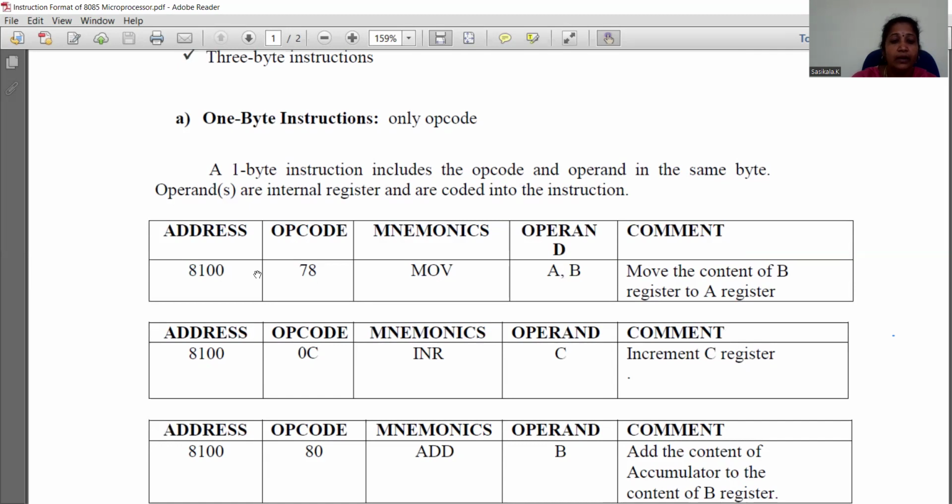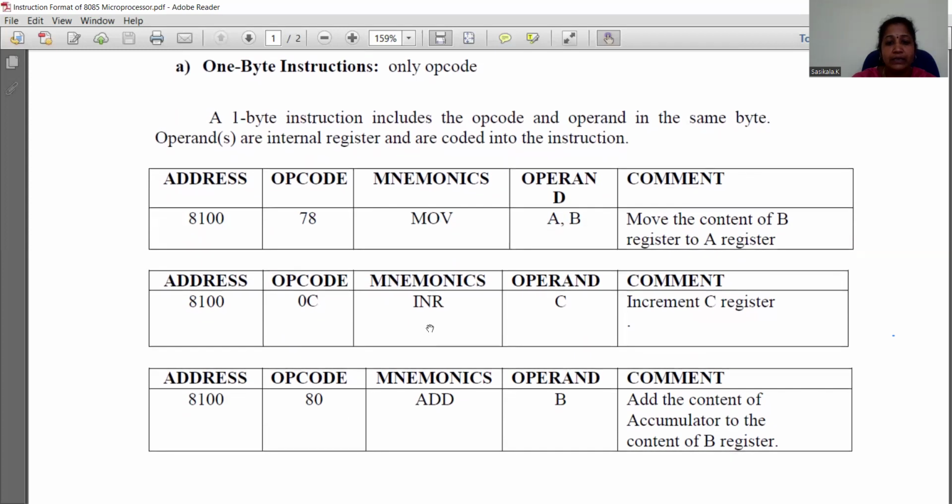This opcode is stored in a memory location. Normally in one memory location we can store 1 byte or 8-bit. So one memory location occupies 1 byte or 8-bit. That's why it is called 1-byte instruction. So the MOV A, B has only the opcode. That's why it is called 1-byte instruction.